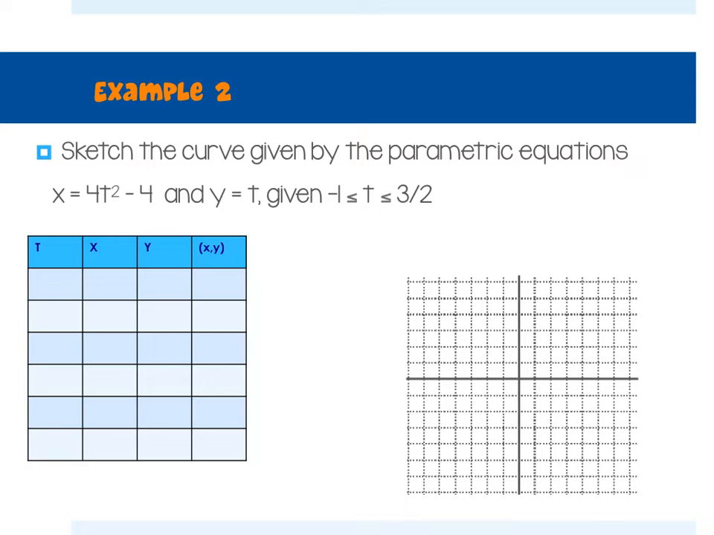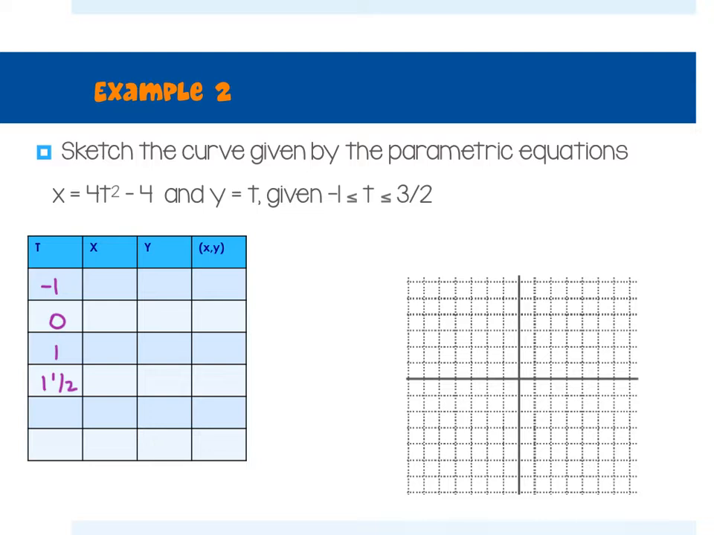All right, so this one says sketch the curve given by the parametric equations x equals 4t squared minus 4, and y equals t, given that t is from -1 to 3/2. So I'm going to start with the smallest t being -1. I'm going to jump in increments of whole numbers. So I'm going to go to 0, I'm going to go to 1, and then 3/2 is 1.5. So this is plenty of points. I don't have to do the halves in between, okay?